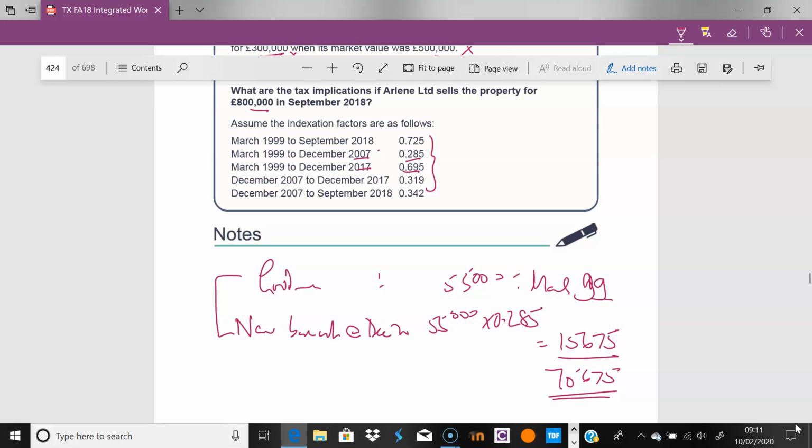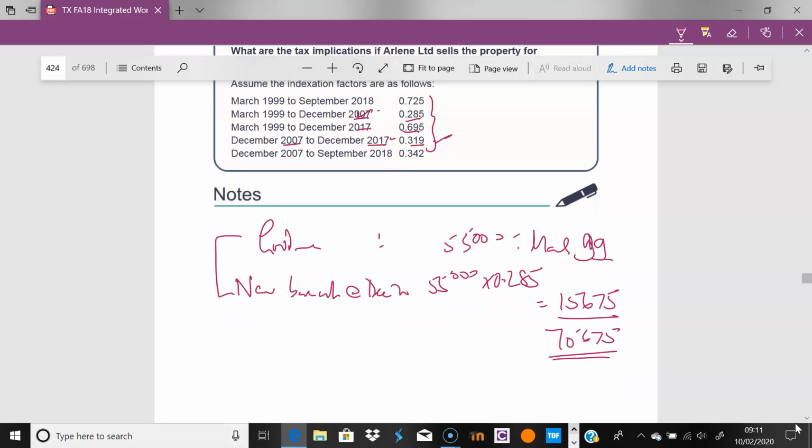Then it says that you sell this thing in September 2008. So you can see here from December 2007 to December 2017, this is what I'm interested in. The inflation from here to here is 0.319. So that's the cost now at December 07, 70,675. Indexation allowance, so 0.319 times 70,675, and that's 22,545.